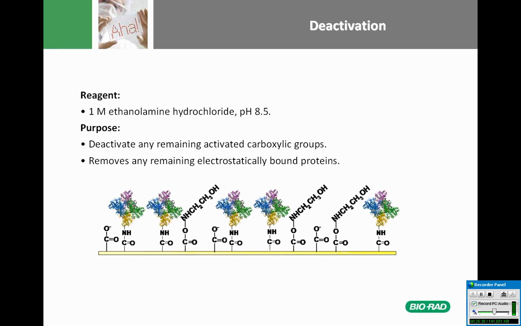The last stage, after you injected your ligand, is to deactivate the surface. Any activated carboxyl groups that did not interact with the ligand need to be turned off, so the analyte afterwards will not interact with these groups. The deactivation is done with 1 molar ethanolamine to deactivate all those carboxylic groups.